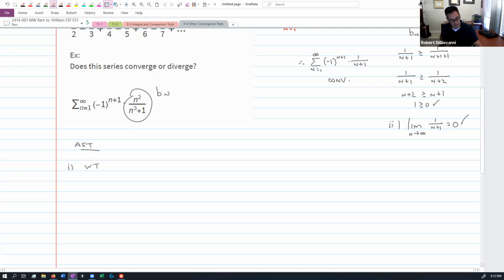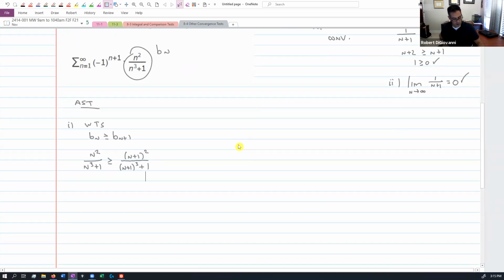We want to show that b sub n is greater than or equal to b sub n+1. So we want to show that n²/(n³+1) is bigger than or equal to, now we have to replace the n's with n+1's, (n+1)² over (n+1)³+1. Okay, and now, boy, this is going to be a mess. Let's expand out on the right-hand side. Let's do this multiplication. n²+2n+1 on top.